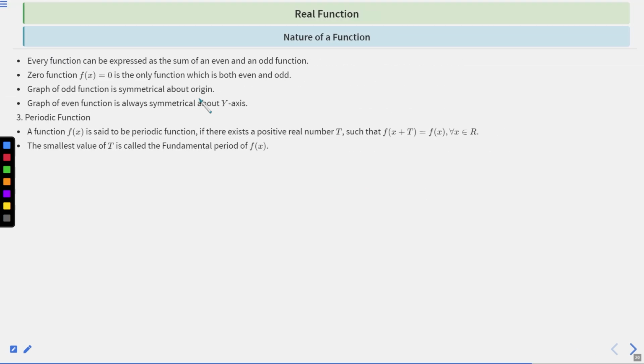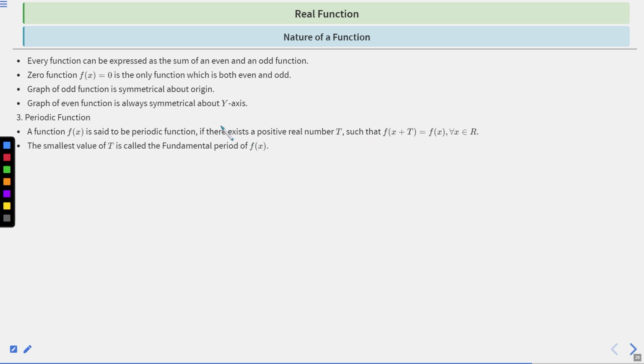Next, every function can be expressed as the sum of an even and an odd function, right? The zero function f(x) equal to 0 is the only function which is both even and odd, right? So f(x) equal to 0 is both even and odd. The graph of an odd function is symmetrical about the origin, that is, in the first quadrant and third quadrant, right?